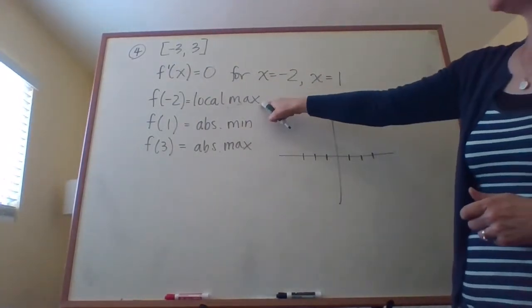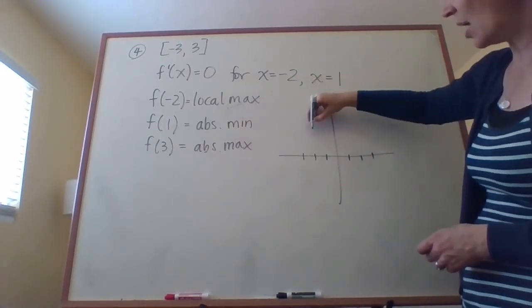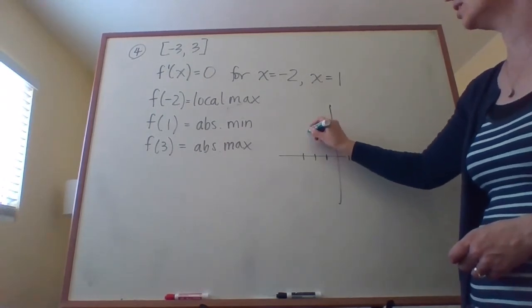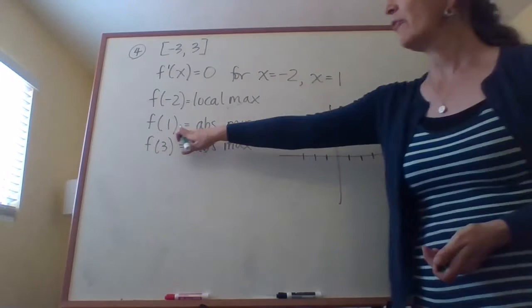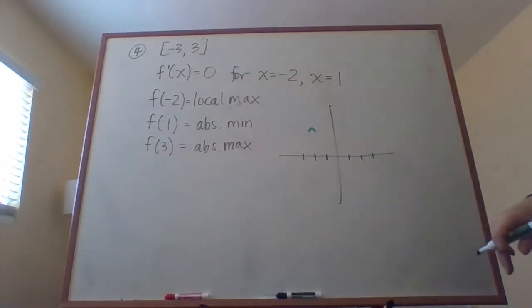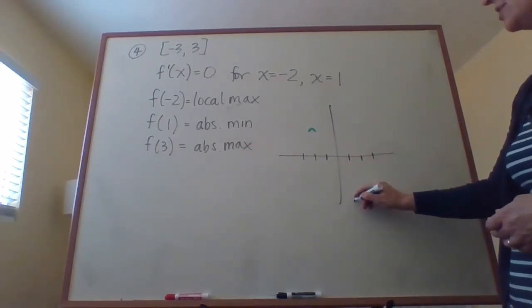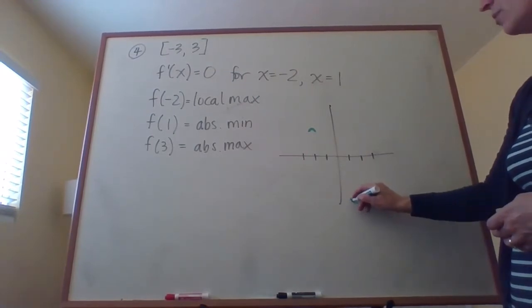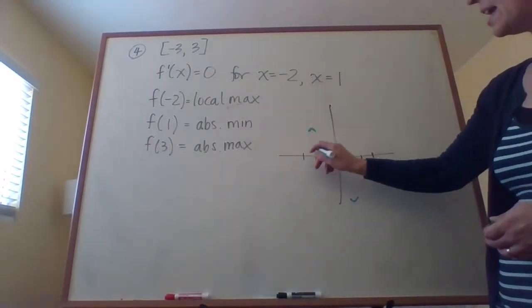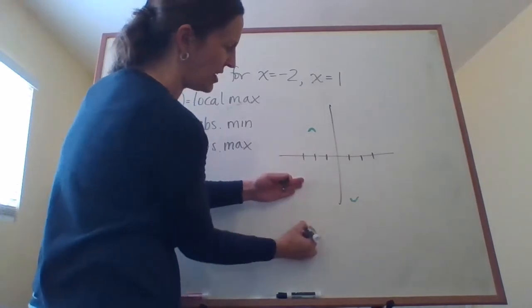If f of negative 2 is a local max and the derivative is 0 at that point, then somewhere here, wherever you put that point, it needs to be a local max. Now f of 1, the derivative is also 0 and it's an absolute min. So that would mean it's a local min and also an absolute min. So at 1, it needs to bottom out. Okay, the derivative needs to be 0, but this needs to be the lowest point on the graph.